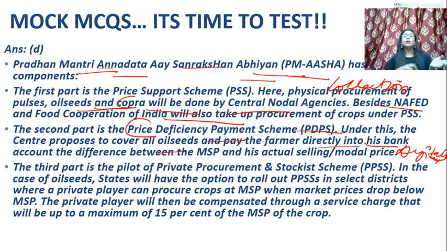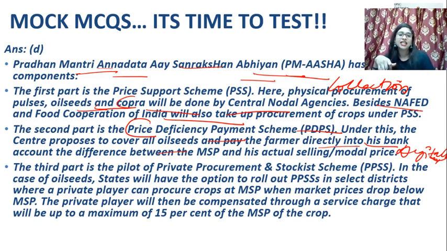And thus, what was the third one, guys? Just like your PSS and PDPS, your Pradhan Mantri Asha scheme also has something called the Private Procurement and Stocking Scheme. It's very simple, guys. Here, in case of oil seeds and all, the state will have an option to roll out the PPSS in certain selected districts.